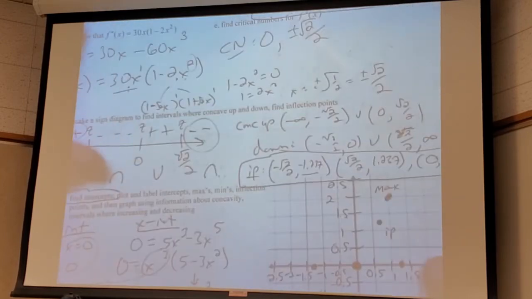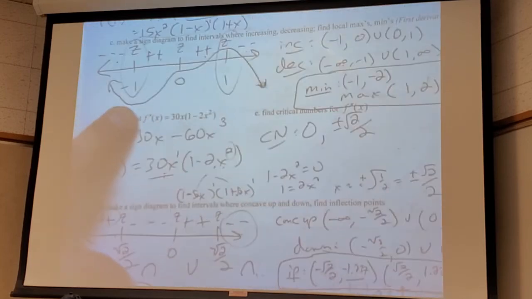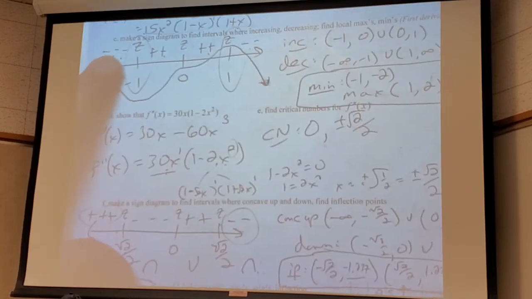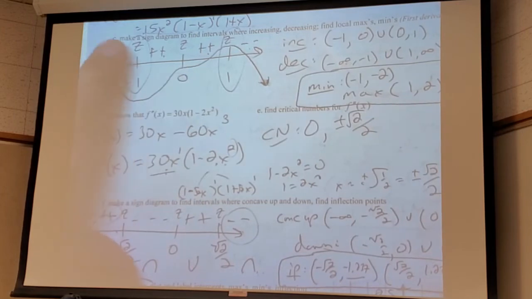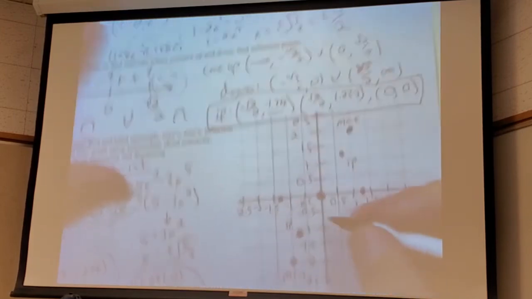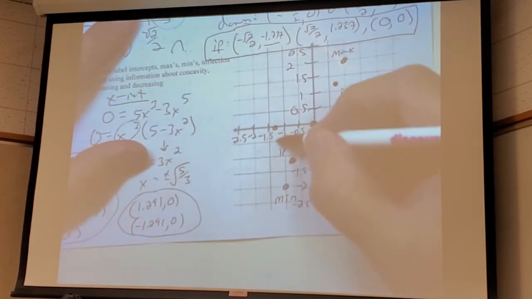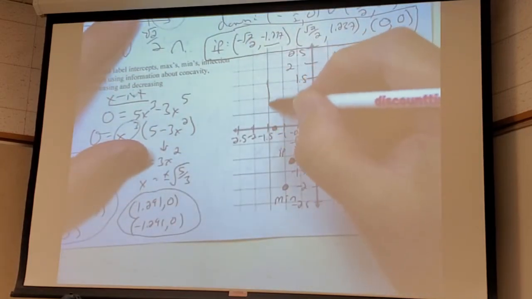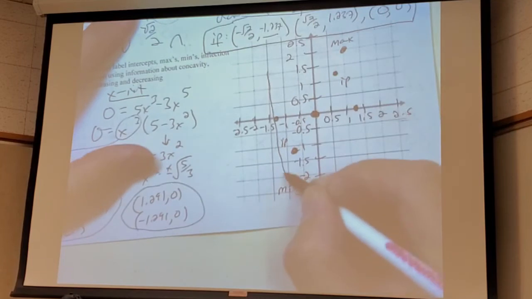So where do I start? Here's my picture of my shape, right? So I start, and if you didn't draw this, you just know it's going down, right? So I'm going to come down through my x-intercept here. Then I'm going to hit the minimum.